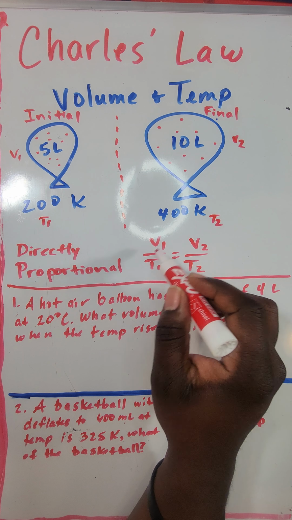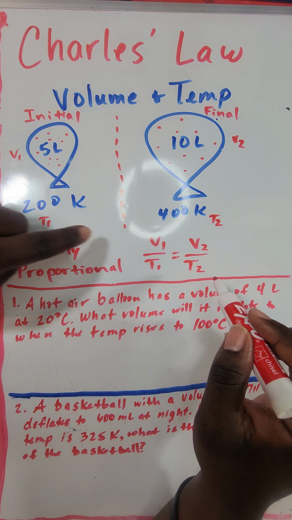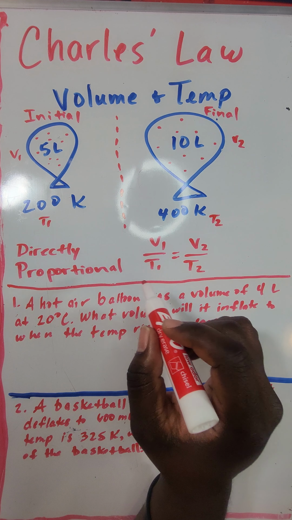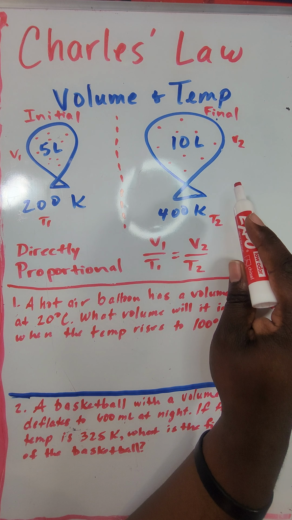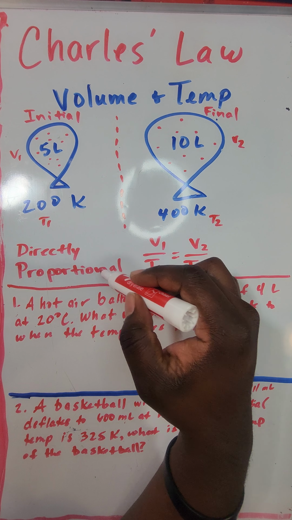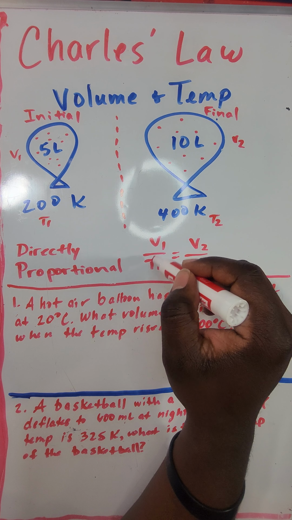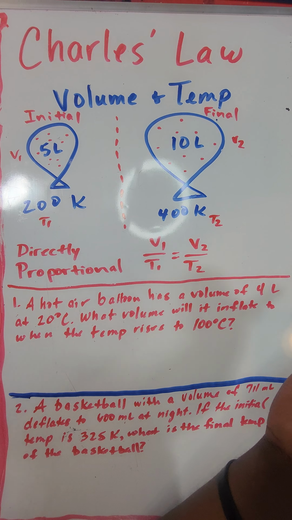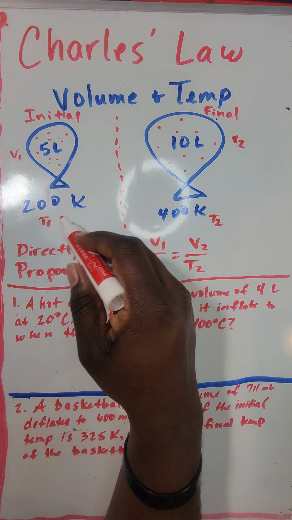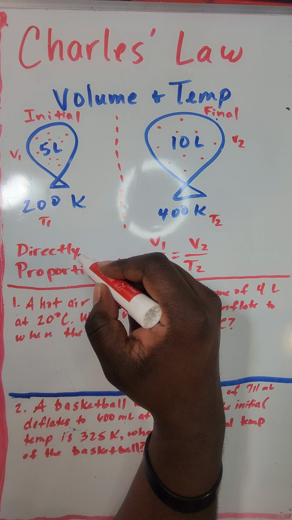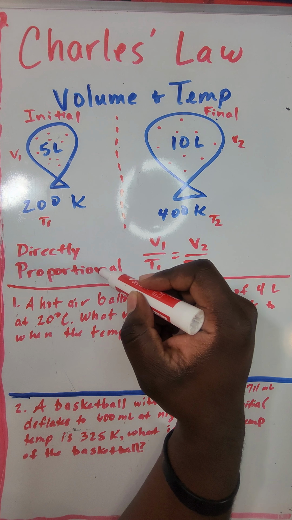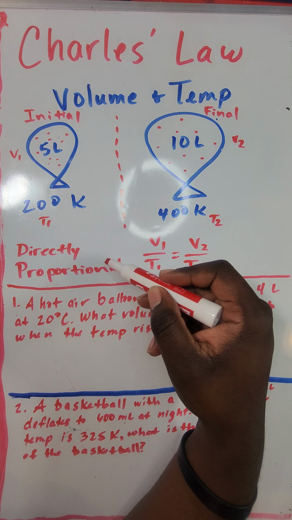All right, so now when you're given this formula, that means you're going to be solving for one of these variables, either V1, T1, T2, or V2. All right, but they're directly proportional. So just keep in mind, if one of these increases, the other one should also increase. Or if one of these decreases, then the other one should also decrease because they're going to move in the same direction. That's why we said they are directly proportional.